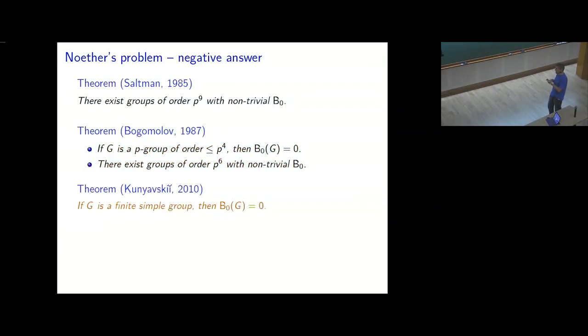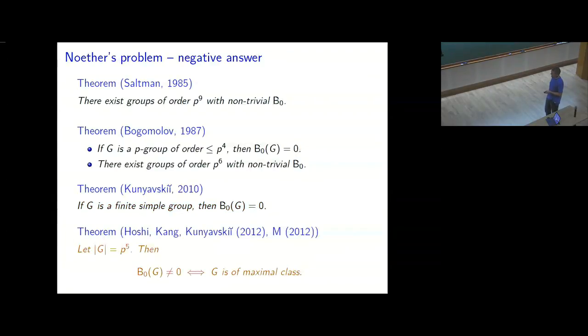And on the other hand, I should probably mention, since there are lots of people here who are interested in finite simple groups, that Kunyavskii proved in 2010 that if you have a finite simple group G, then B naught of G is trivial. But that doesn't mean that Noether's problem has a positive or negative solution for finite simple groups, and it's widely open. So Noether's problem for finite simple groups is still open. I think it's only solved for maybe A5 and some other small simple groups, but that's it.